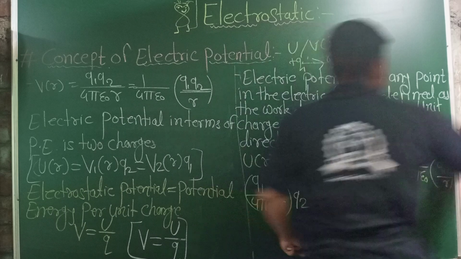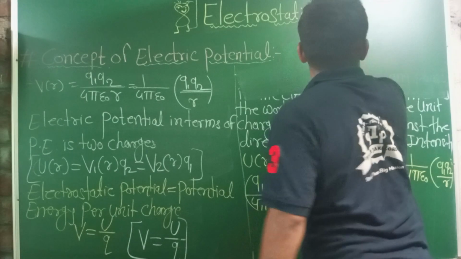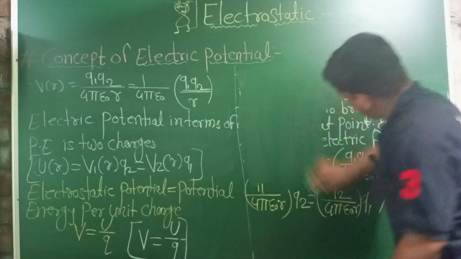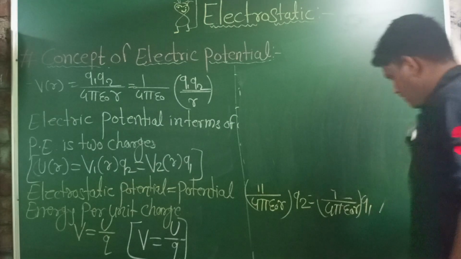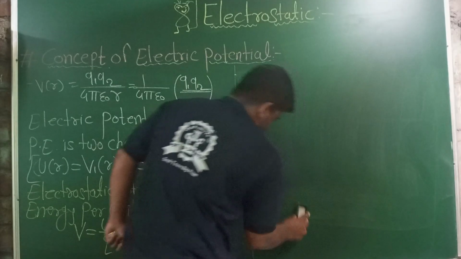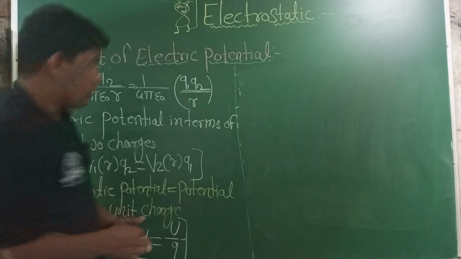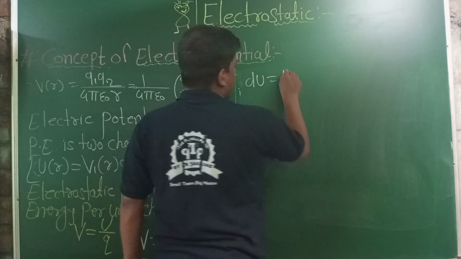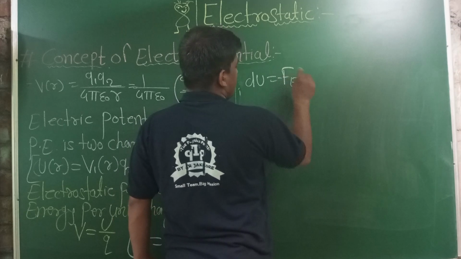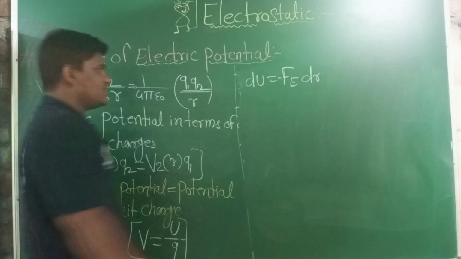The work done on the charges by the electrostatic force is equal to the change in potential energy, which was discussed in the previous lectures. As a reminder, dU is equal to F dot dr, with the negative sign. This formula was discussed in the previous lectures.